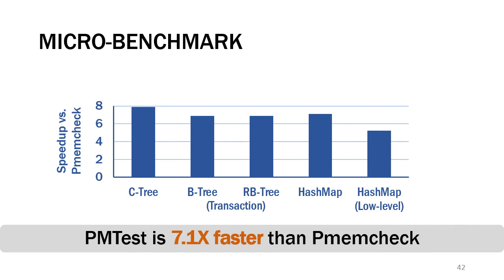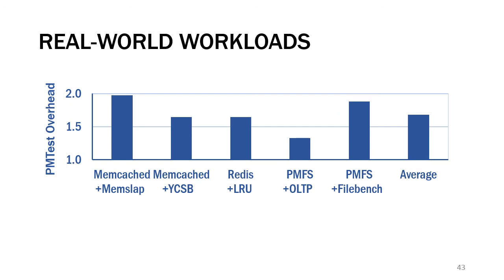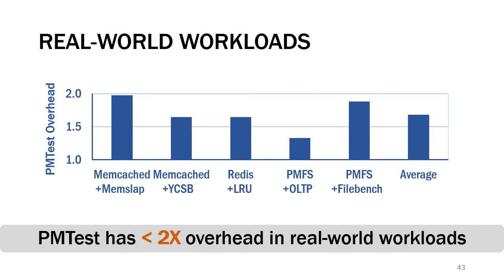The first evaluation shows the performance on micro benchmarks, where the y-axis shows the speedup of PMTest versus PMCheck. On average, PMTest is 7.1 times faster. The next evaluation shows its performance on real-world workloads with different client applications. The y-axis shows the overhead from PMTest over the baseline without any testing tool. On average, PMTest only introduces less than 2x overhead. We also tested Redis, which is a PMDK-based application, using PMCheck, and it shows a 22x slowdown. So the speedup of PMTest over PMCheck on this workload is around 10x.